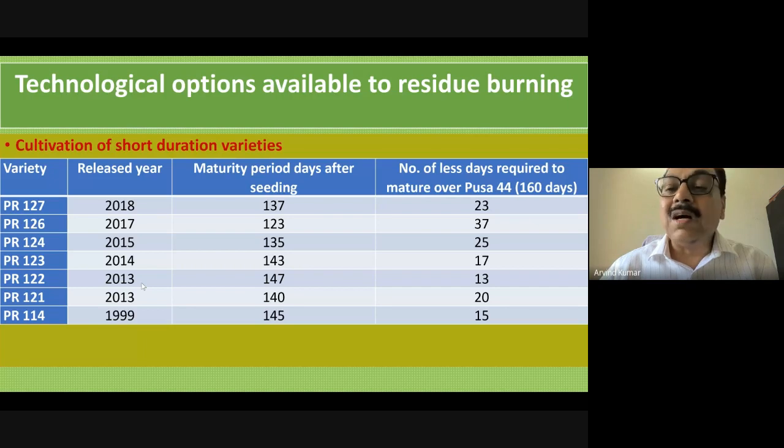So what are the solutions? For the long duration variety, we can have short duration varieties. These are the varieties available. You can see Pusa 44 took 160 days, and other varieties, you see, from 13 to 37 days, are earlier harvested than the Pusa.